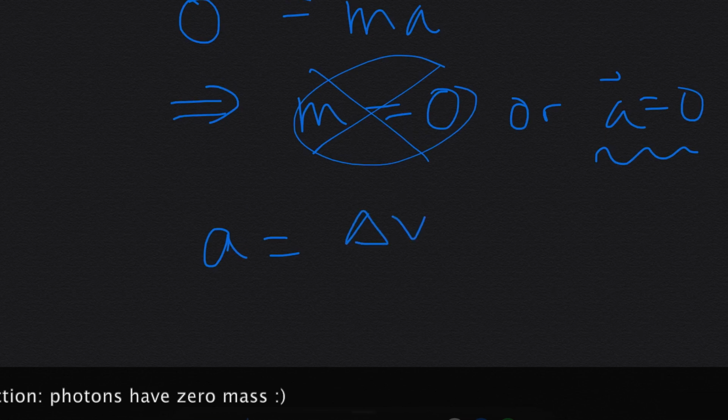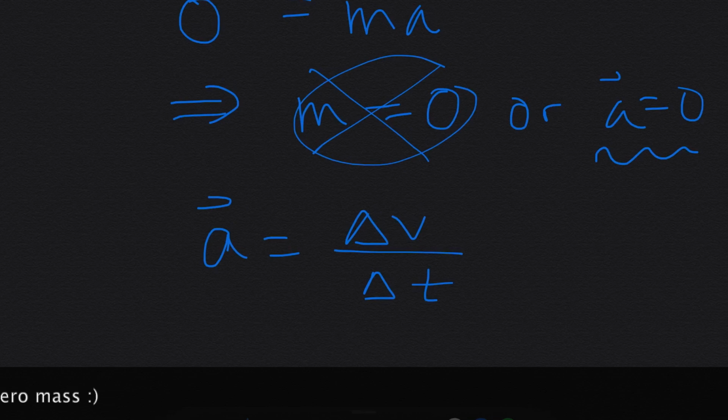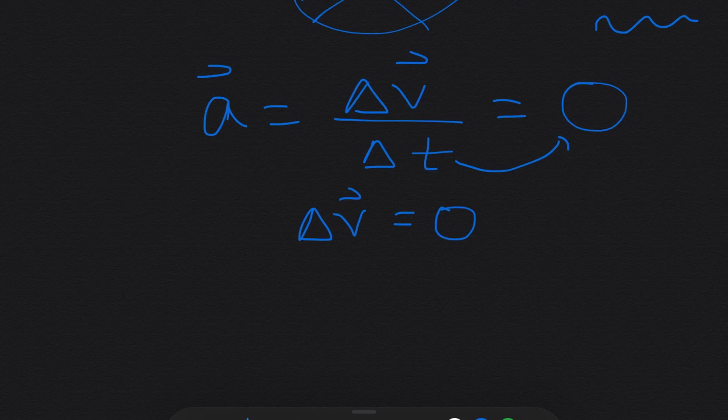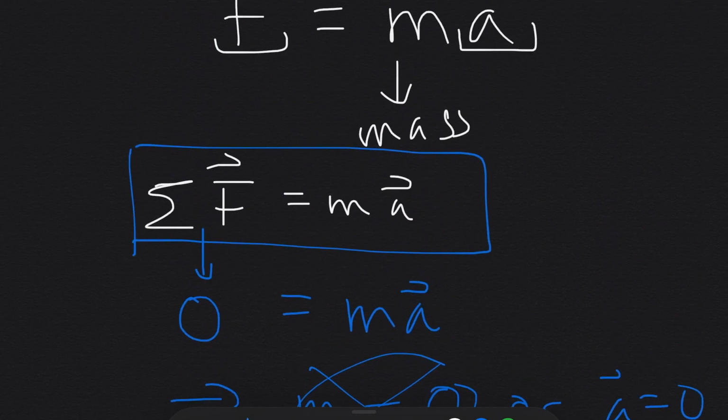Remember what acceleration was? Acceleration was equal to the change in velocity over the change in time, right? Now, if acceleration is equal to 0, that means this delta v over delta t is equal to 0. That means if I move delta t to the other side, delta v is equal to 0. Delta means the change in. If the change in something is 0, that means it's not changing. If it's not changing, that means it's constant. So that means v is constant.